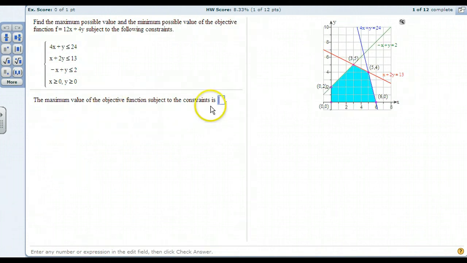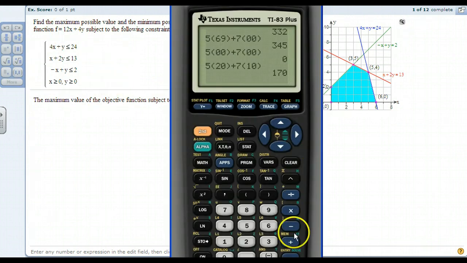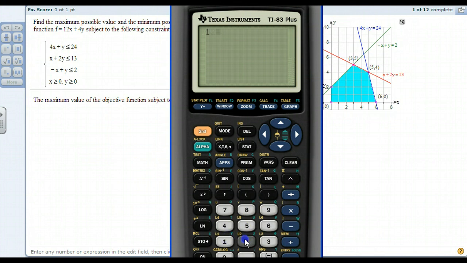Alright, same idea here. I'm going to take this objective function, 12x plus 4y, and I'm going to plug in all the different x's and y's. Alright, so 12x, I'll start with obviously 0, 0. I need to pick that again because it's on here. 12x plus 4y.